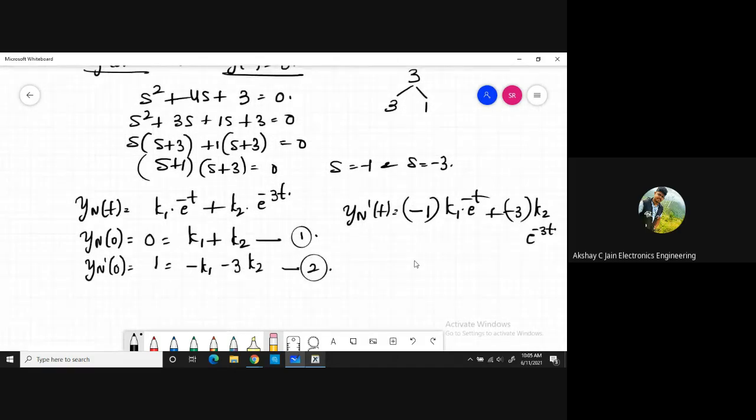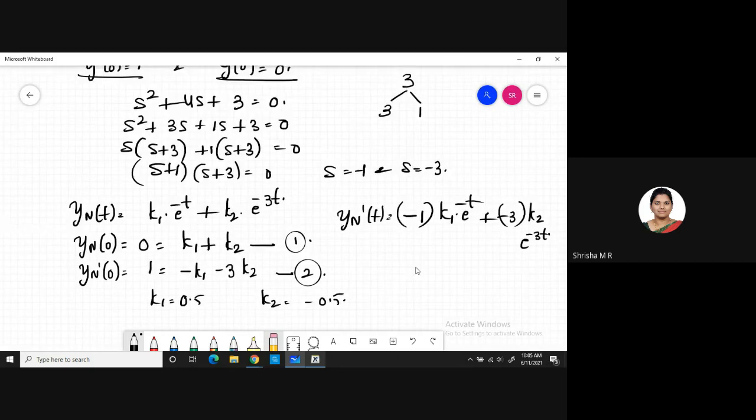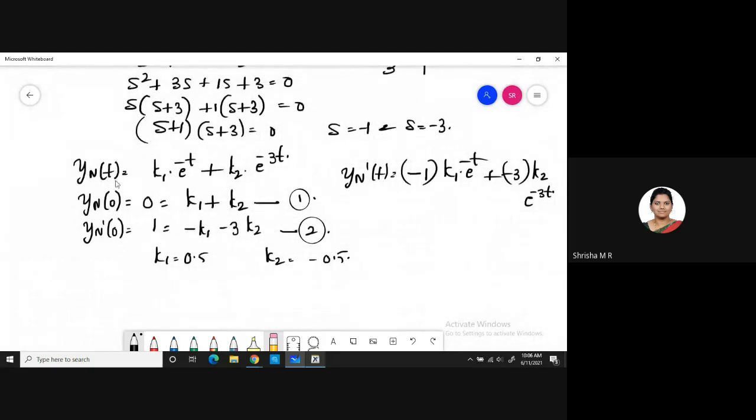1 by 2, minus 1 by 2. So k1 is 0.5 and k2 is minus 0.5. Did everyone get this? Okay, now you substitute that in yn of t. Yn of t is 0.5 into e power minus t minus 0.5 into e power minus 3t. Got it? This is your natural response.